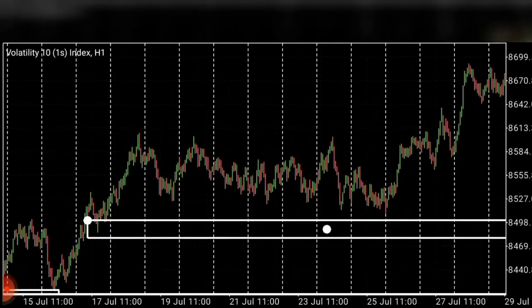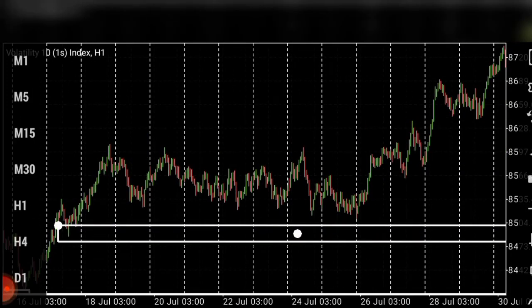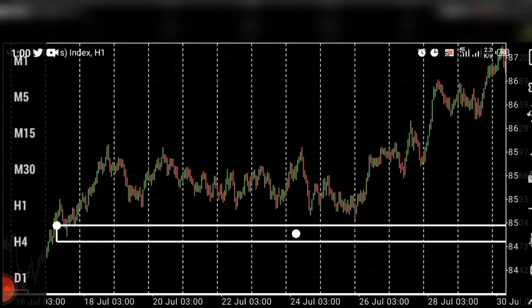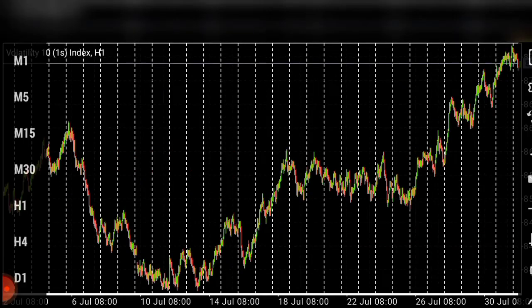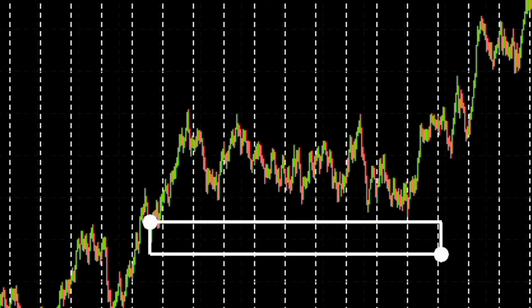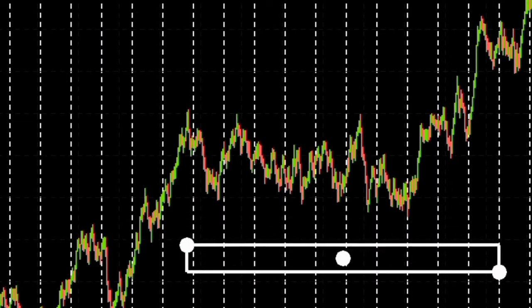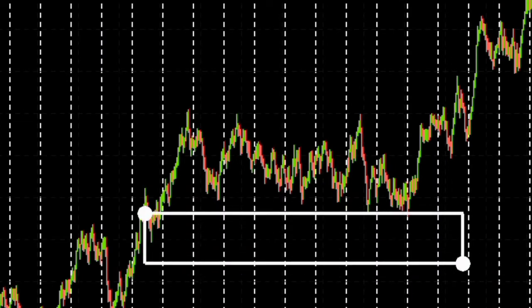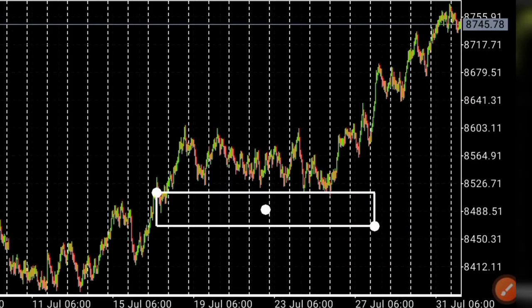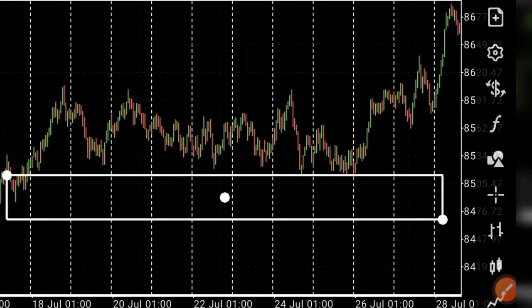Now let's investigate critically what happened. Price created this. There was a base we are tracking here. This whole point is our base here.